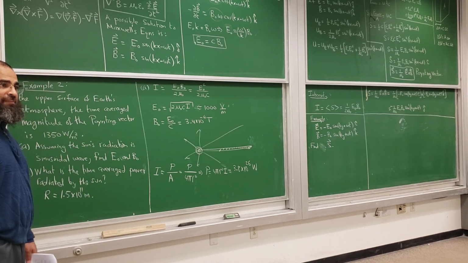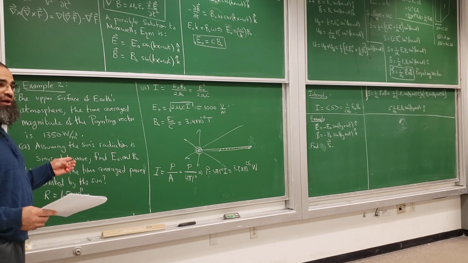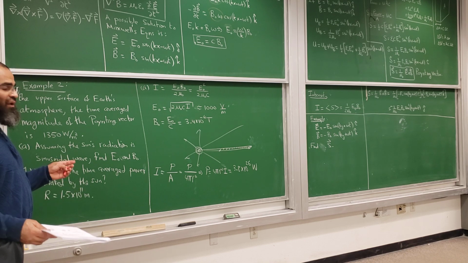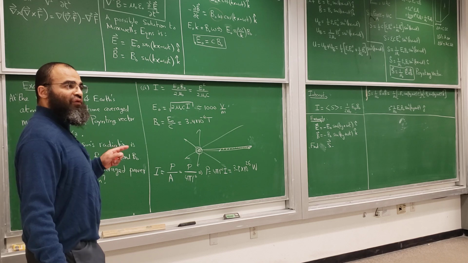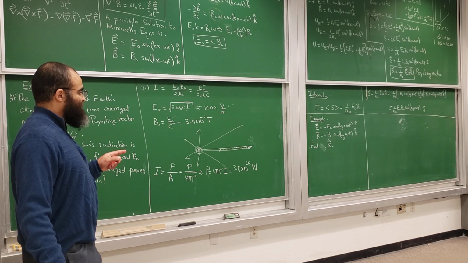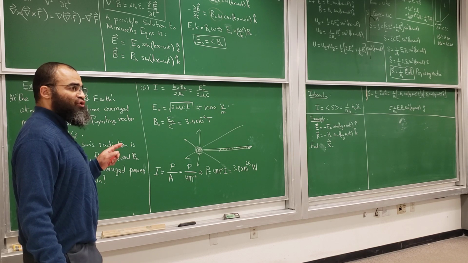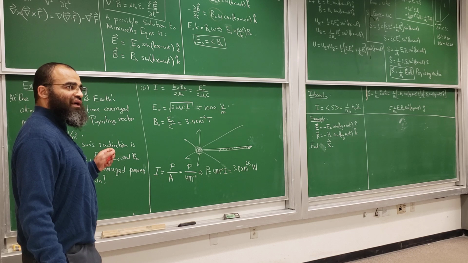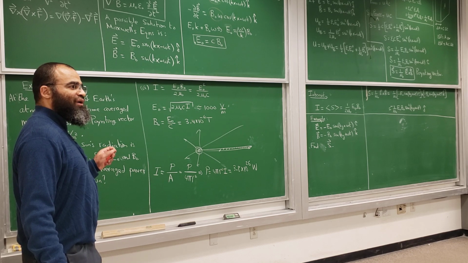3.8 times 10 to the 26. Now, this is a very, very large number, right? It's saying the sun is giving off 3.8 times 10 to the 26 joules every second. You can look it up.